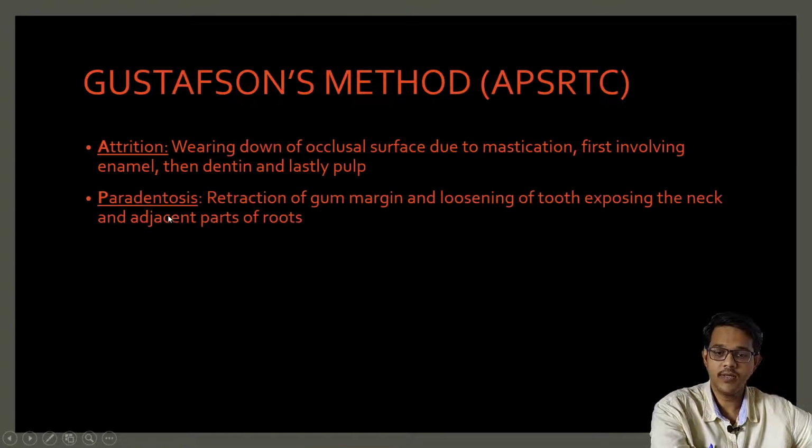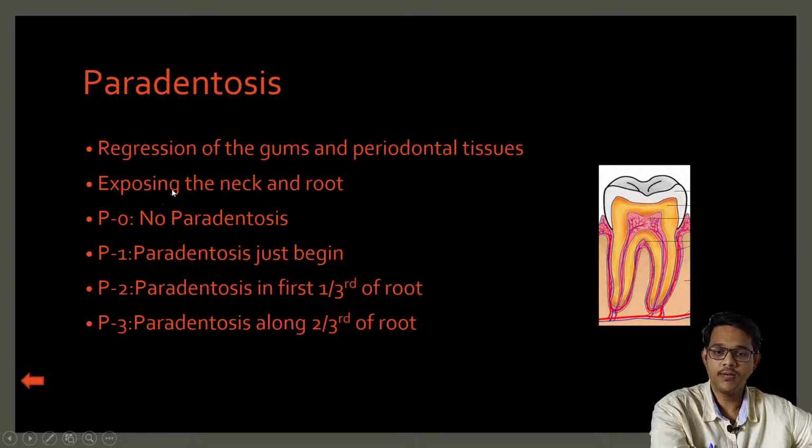Next is parodontosis, which is regression of gums. Here the gums start to regress, meaning they start to open up, exposing the neck and the root. Again it is graded into P0, P1, P2 and P3. P0 is no parodontosis, P1 is parodontosis just begins, and P2 is parodontosis in the first one third of the root. Parodontosis along the two thirds of the root is P3.